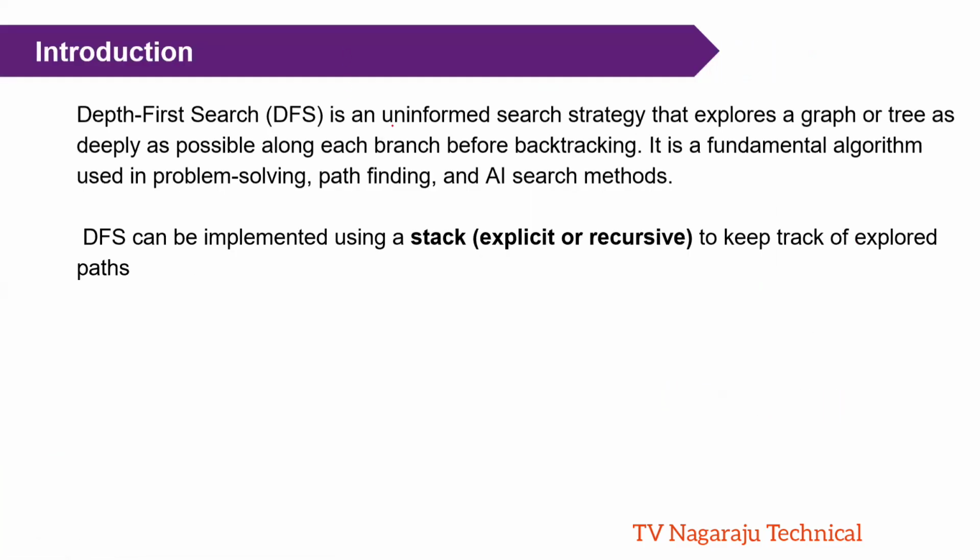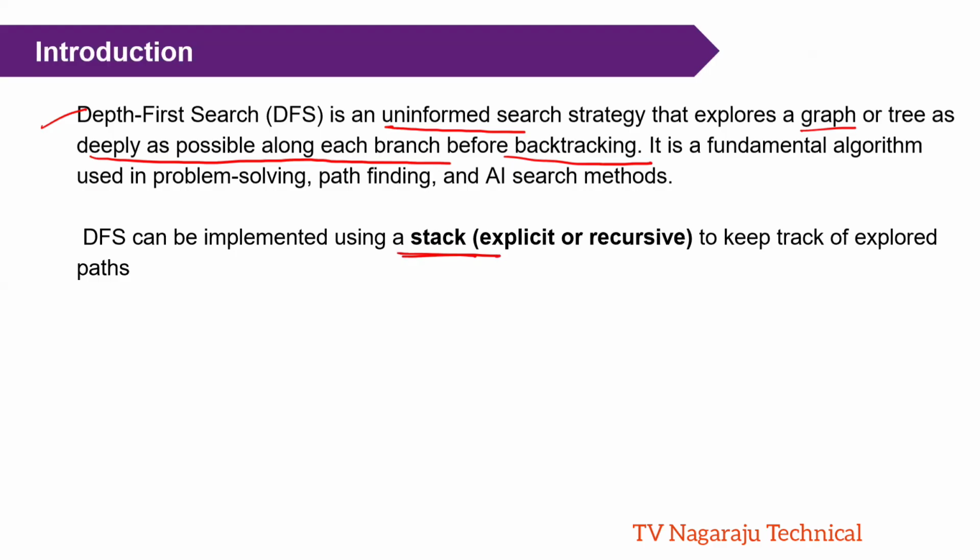Depth first search is a blind search strategy that explores the graph or tree as deeply as possible along each branch. That means starting at one vertex, it moves as deeply as possible until it reaches the leaf node. Once it reaches the leaf node, and if it is not the solution, it moves to backtracking. That is DFS, and DFS is implemented by using a stack data structure.